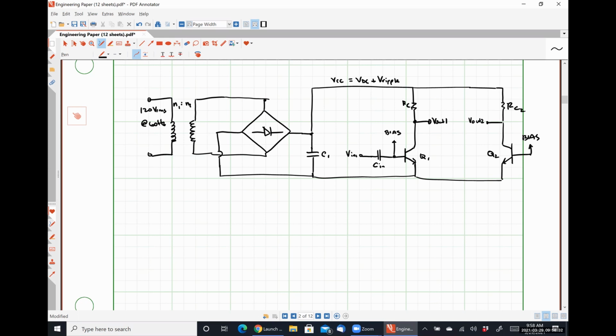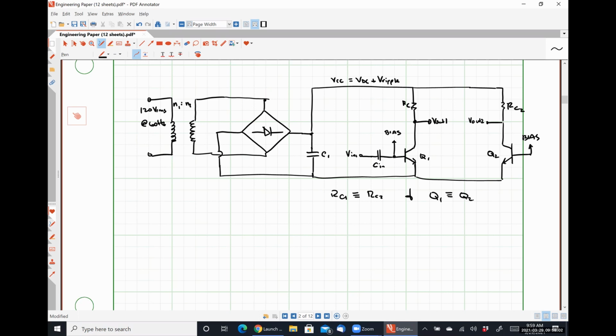If we want it to completely cancel out the noise caused by our ripple, we need to make sure that RC1 is exactly equal to RC2 and transistor Q1 is identical to transistor Q2. This is the basis for the transistor-based differential amplifier.